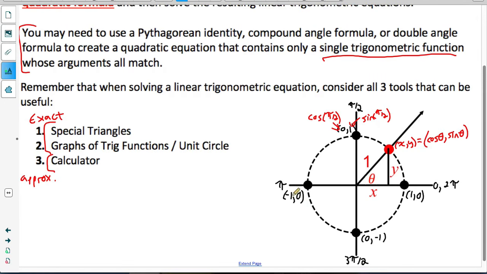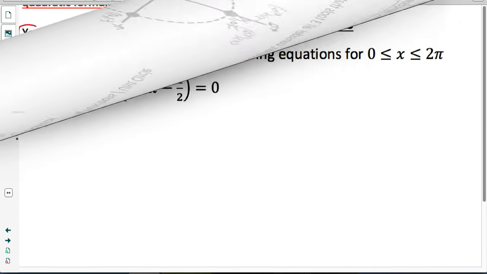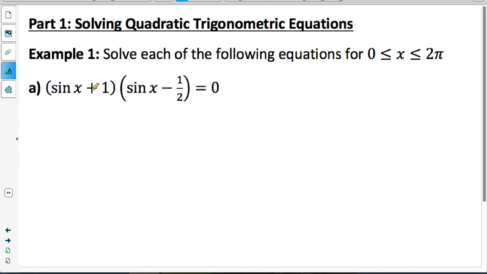And same logic for these 4 points that I've labeled around the outside. I would know the x and y coordinates of all 4 of those points. Therefore, I would know the cosine and sine ratios of 0, pi over 2, pi, 3 pi over 2, or 2 pi. So let's go ahead and solve some equations. Let's get started solving some quadratic trig equations now.